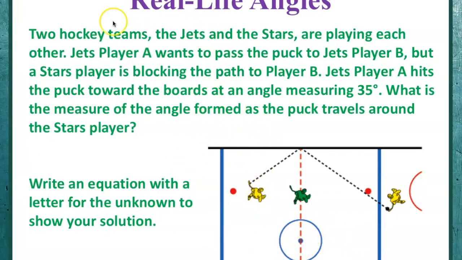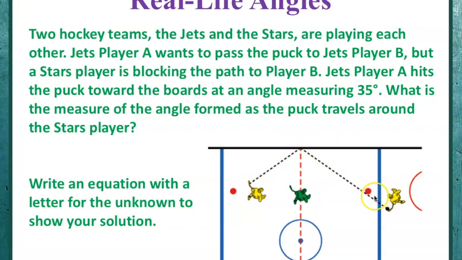Now this is a different problem. It says 2 hockey teams, the Jets and the Stars, are playing each other. Jets player A wants to pass the puck to Jets player B, but a Stars player is blocking the path to player B. You can see him right here. Jets player A hits the puck toward the boards at an angle measuring 35 degrees. What is the measure of the angle formed as the puck travels around the Stars player? So we are looking for this angle in the middle.